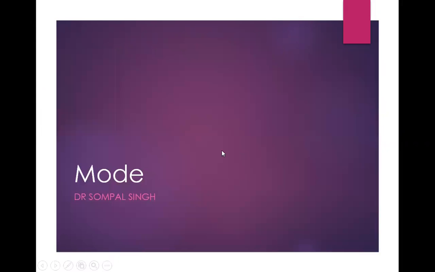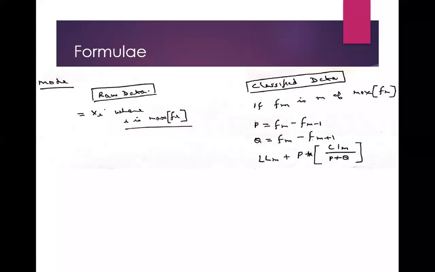Then let us see what is mode. Mode is the most frequent value, most frequently occurring value of a data. So for raw data, you just see which value is occurring most frequently. So a value with maximum frequency, max fi, is the mode. But for classified data, formula is little complex. So first we identify the modal class. Modal class will be that class which has a maximum frequency.